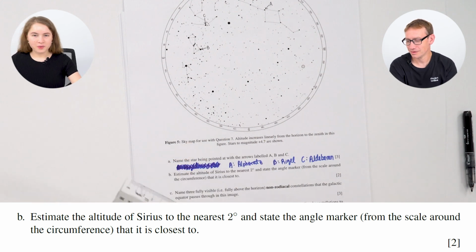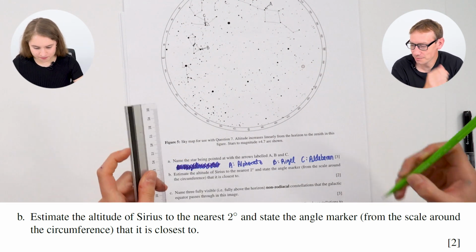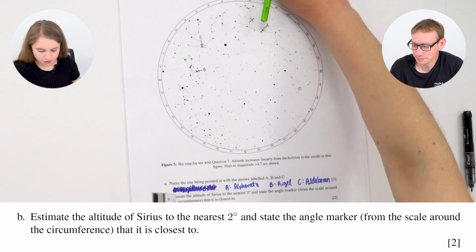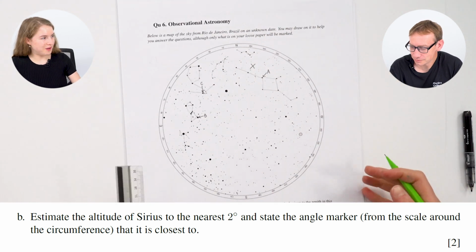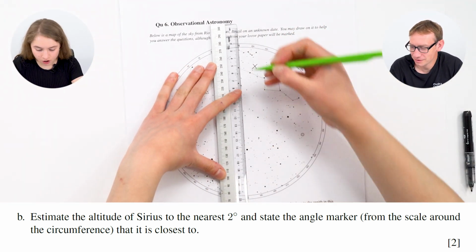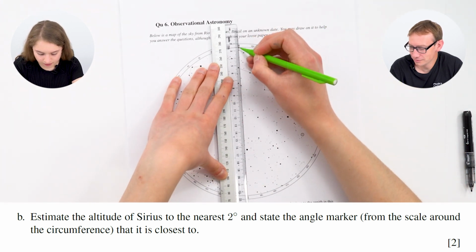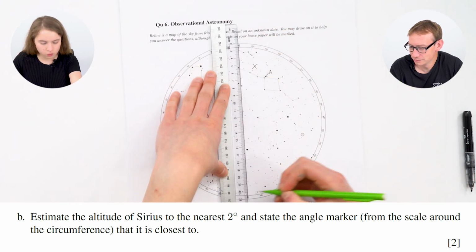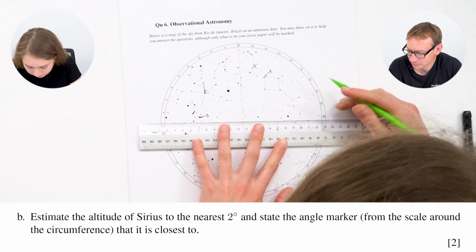Right, here we go. How to find the altitude of a star. First, you want to find the center of the star map. That's fairly straightforward. If you have the cardinal points and angle markings, then that is fairly straightforward because you draw a line from north to south, and then you draw a line from east to west.